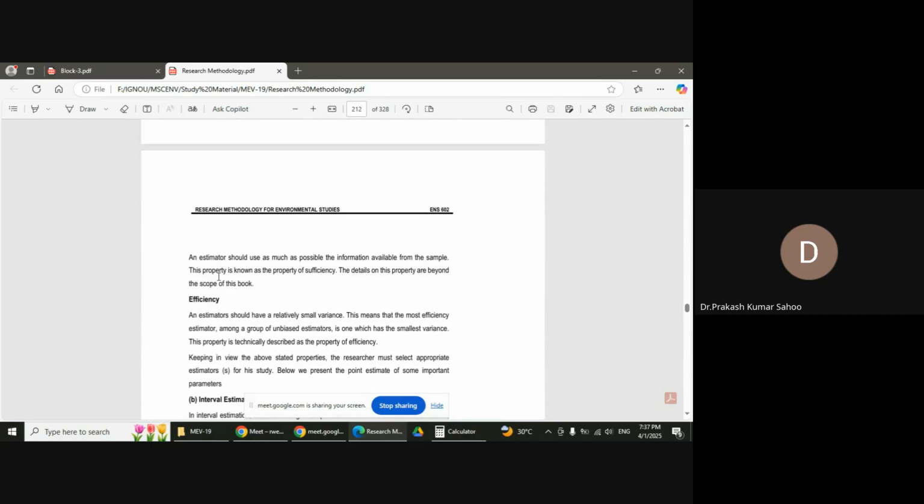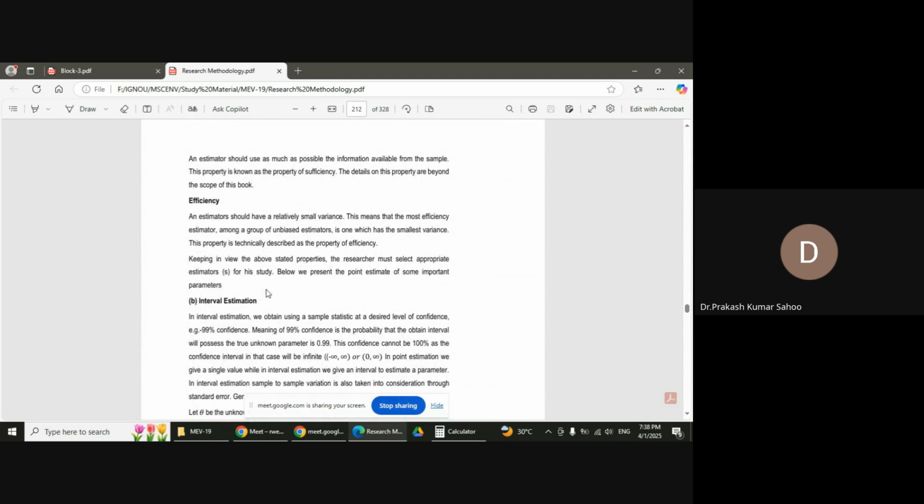Sufficiency: an estimator should use as much as possible the information available from the sample. This property is known as sufficiency. Then efficiency: an estimator should have a relatively small variance.